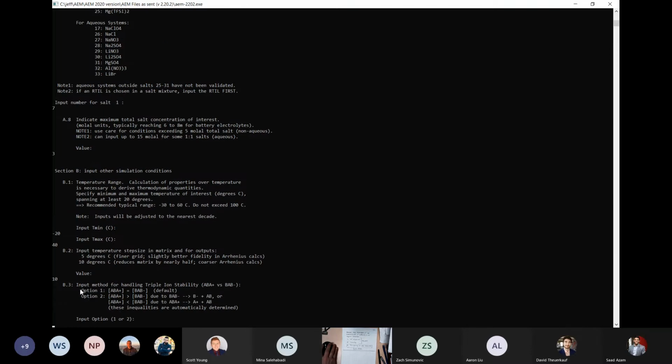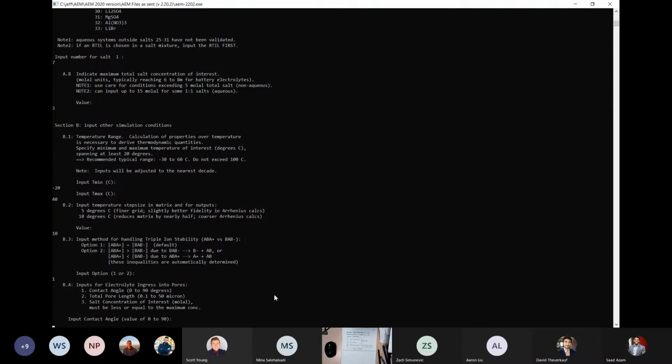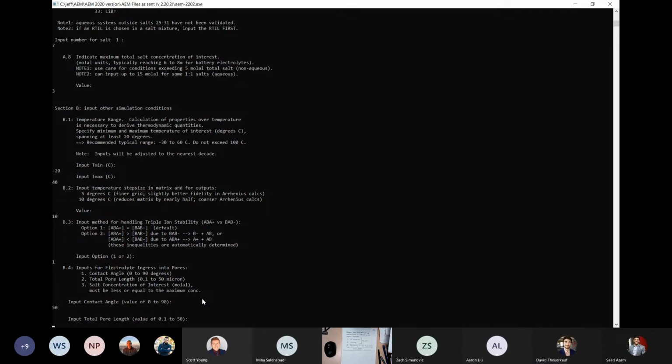And then it wants you to do some fancy stuff, input method for handling triple ion stability, and so on. These really aren't too important. We'll just pick one. Inputs for electrolyte ingress into pores. So you can calculate contact angle if you want. Total pore length. I don't know what the contact angle is of this electrolyte that we're talking about. So we'll just pick 50 degrees here. I've never seen this option before. Total pore length. I've never seen this option either.